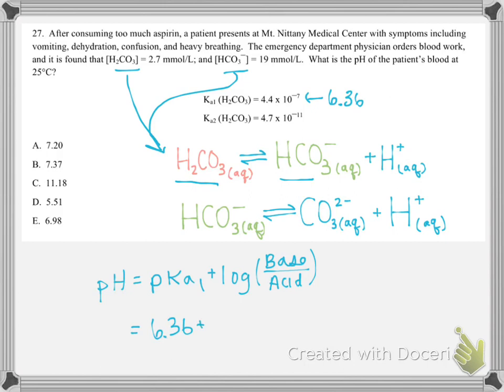6.36 plus the log of our base, which is going to be the HCO3 minus. So we can just use 19 millimoles per liter, divided by the amount of acid, which is 2.7 millimoles per liter. You can see we have more of the base around, so our pH is going to be a bit higher than what the pKa is. And that pH ends up being about 7.2, which is a little lower than physiological conditions, so it makes sense that maybe they're not feeling so well.